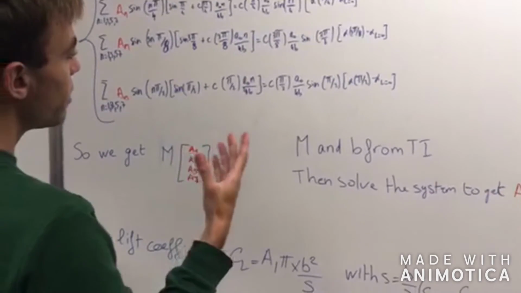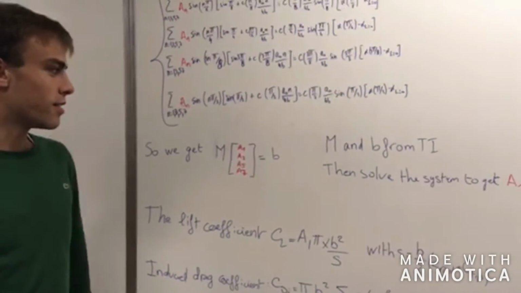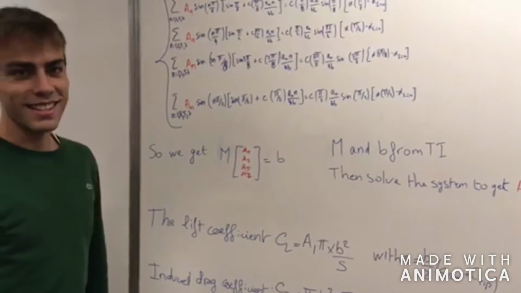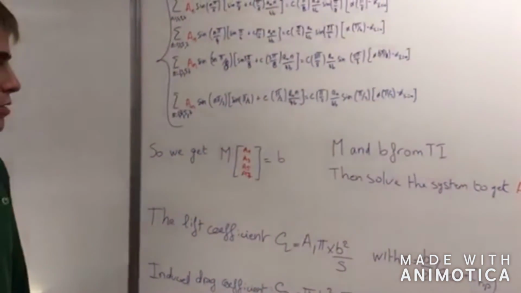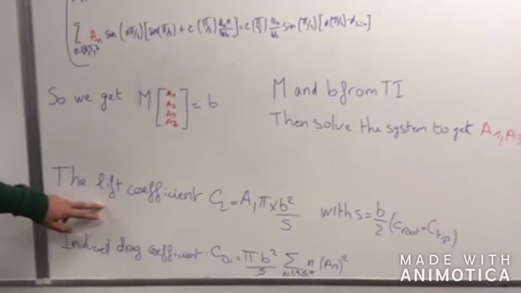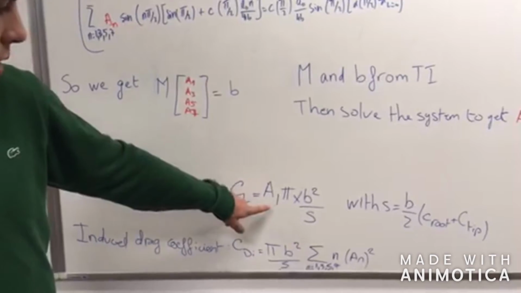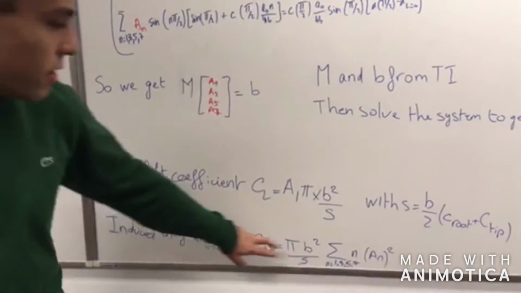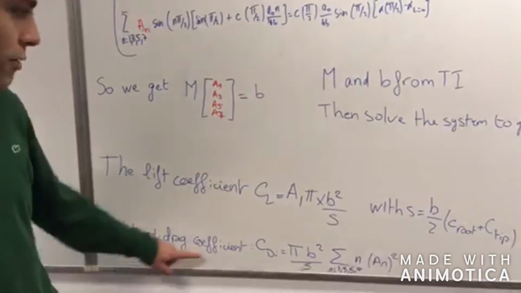So from there, it will be way more interesting to use a calculator, the TI-CAS calculator, to solve this equation, and then be able to calculate the lift coefficient and the drag coefficient, as you can see, which are a function of A1 for the lift coefficient and the sum of all the an for the drag coefficient.